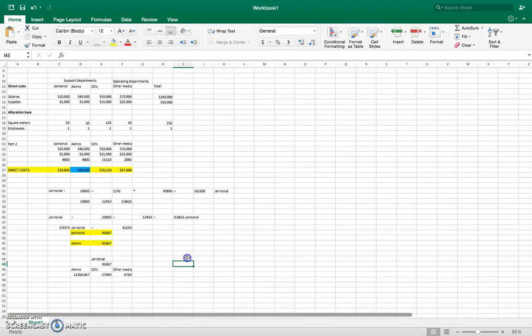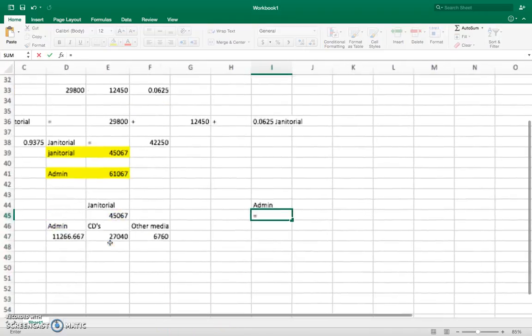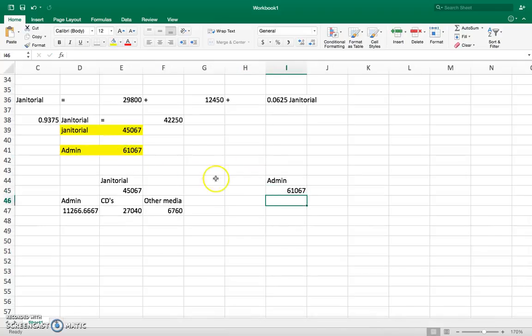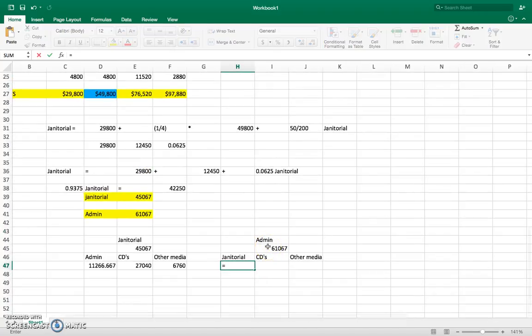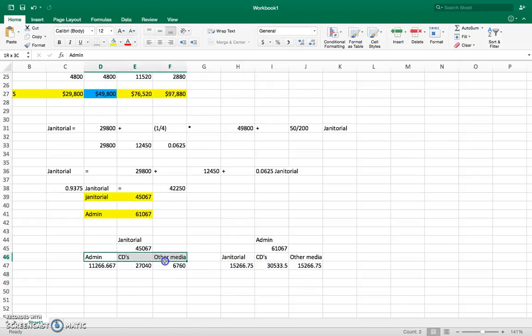Again, I'm going to do the same thing for admin. I'm going to copy the figure here, admin, 61,067, and the departments are janitorial, CDs, and other media. And then I'm going to use employees as the base to allocate these. So it's going to be 61,067 times 1/4, and then again 61,067 times 2/4, and then finally times 1/4. There we go. That is your final answer for both of these, right?